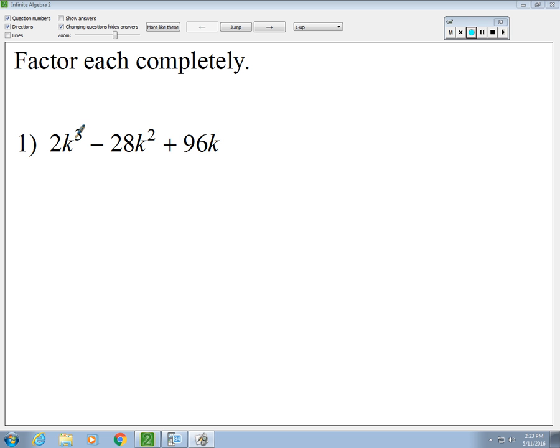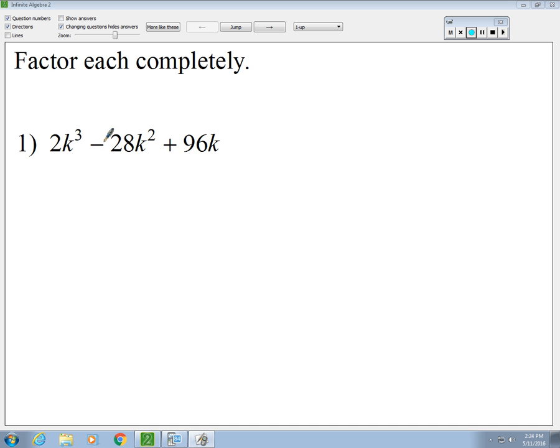Okay, what is 2k cubed divided by 2k to the first? K squared. Because look, the 2 divided by 2 is just 1. Well, you could write a 1 there, but it's not necessary. Whenever you're dividing variables that are the same, you subtract their exponents. 3 minus 1 is 2.